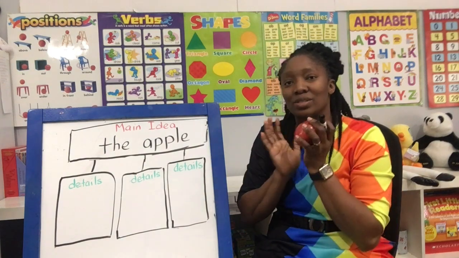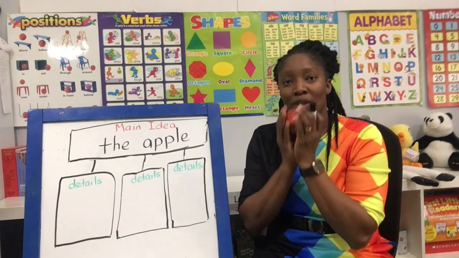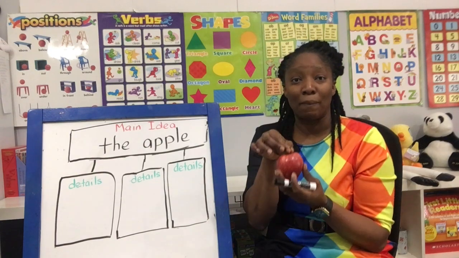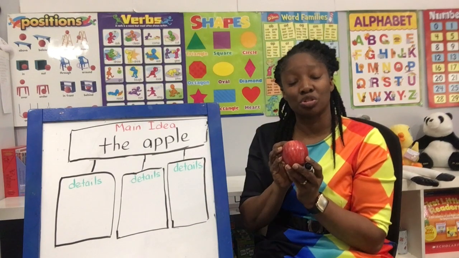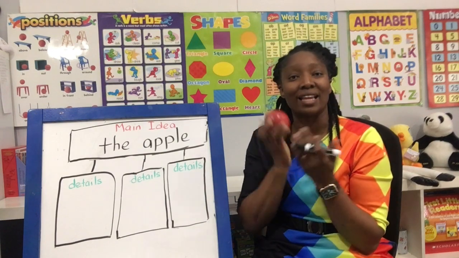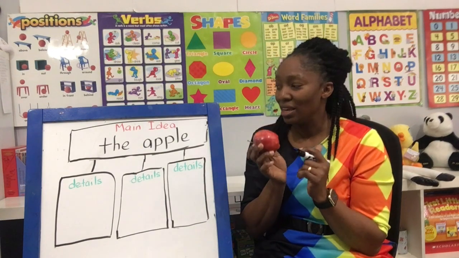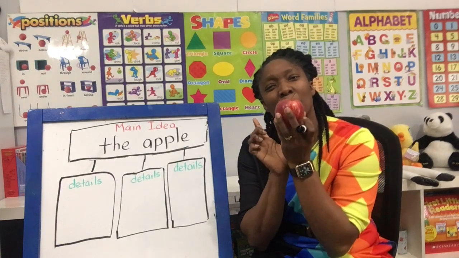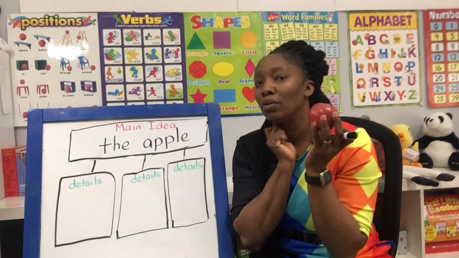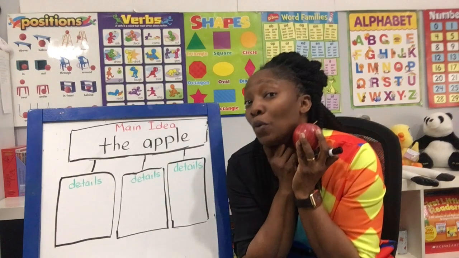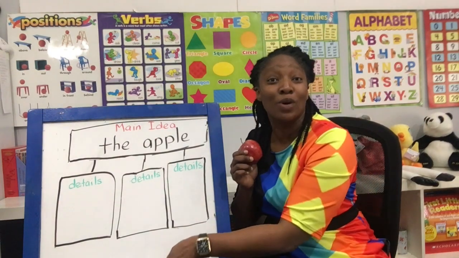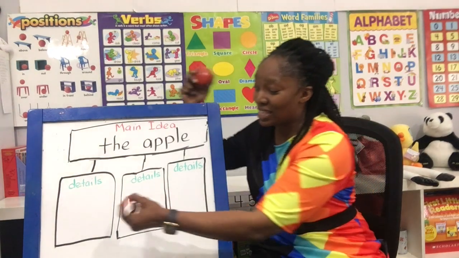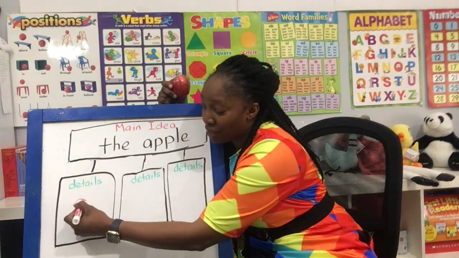So what are my details? I'm going to go back to my little story. I have an apple. Apples are red. It has a stem. It grows on a tree. It's white inside, and my apple is juicy. So what are some details you had? What are some things I told you about my apple? Did I say my apple was green? No, I said my apple was red. So one of the details is that my apple is red.